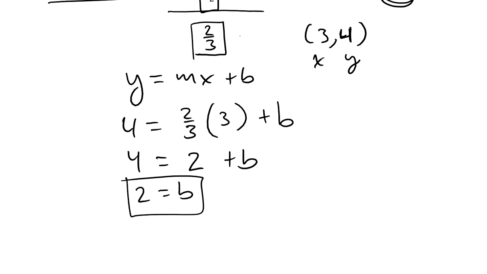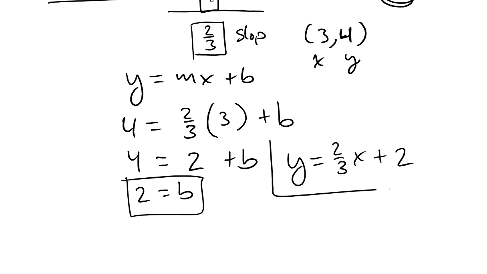And we still know our slope. It's right up here. So the equation of the line for this is y equals 2/3 x plus 2, our y-intercept. And that's the final question from the study team test.